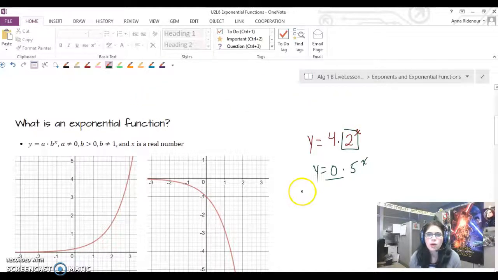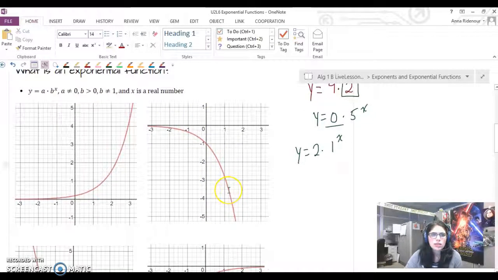And b can't be 1, because if you have, for example, y is equal to 2 times 1 raised to the power of x, well, 1 times itself is always going to be 1. So you could have like 1 raised to the power of 1,000,000, and it's still just going to be 1. So again, it's just not giving you a function there.